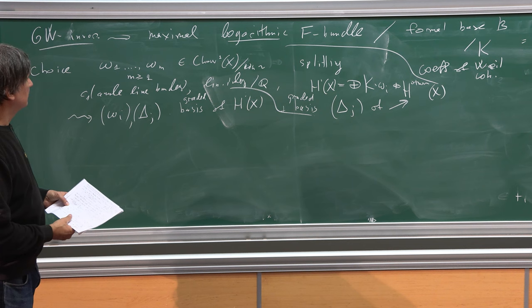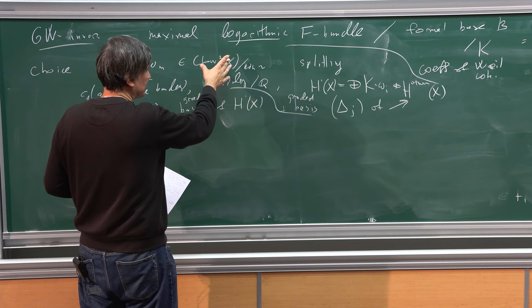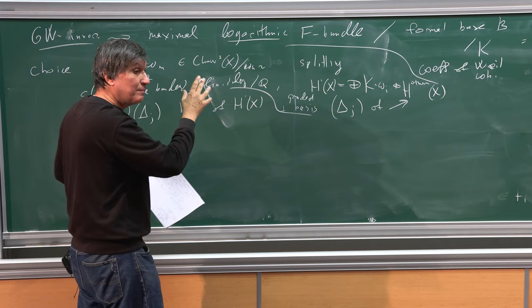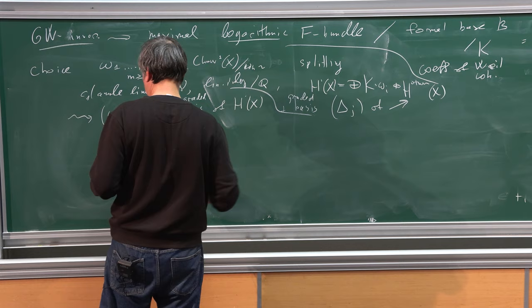So you are taking omega I, it's a basis of Chow 1? No, it's elements of Chow 1, which are basis of Chow 1 multiplied by rational number. Not a basis. It's some linearly independent vectors. I see. So Chow 1 divided by the cohomological equivalence? Yeah. So what will be this moduli space?